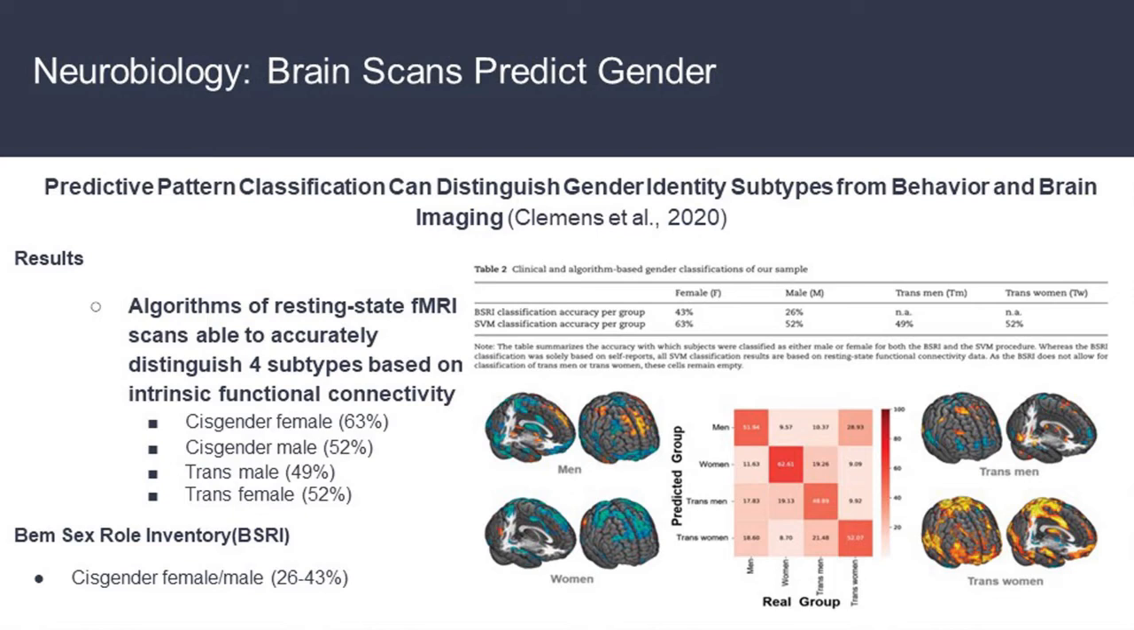When looking at the resting state fMRI scans of these individuals, they found that cisgender females were predicted with 63% accuracy, cisgender males were predicted at 52% accuracy, trans females were at 52% accuracy, trans males were predicted at 49% accuracy. In addition, all subtypes were predicted more accurately than when given the BSRI, which is a self-survey considered the gold standard of gender identification until recently.